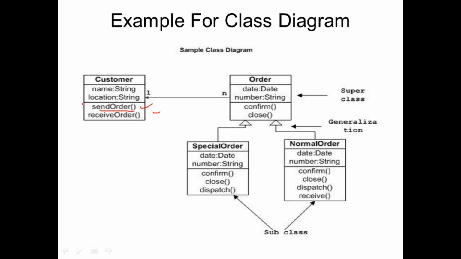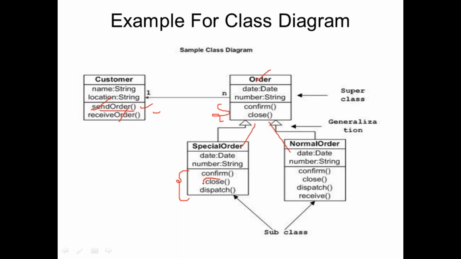So these are the functions or the methods. When we invoke a function or a method, it will trigger a sequence of things. Similarly, the order class has some functions like confirmation of the order and closure of the order. If you look here, you have the special order and normal order, which are the child classes, which are also similar to the order class.